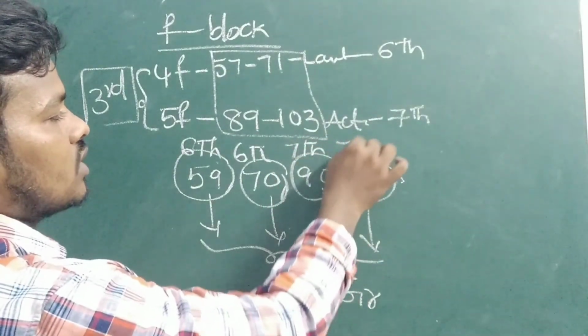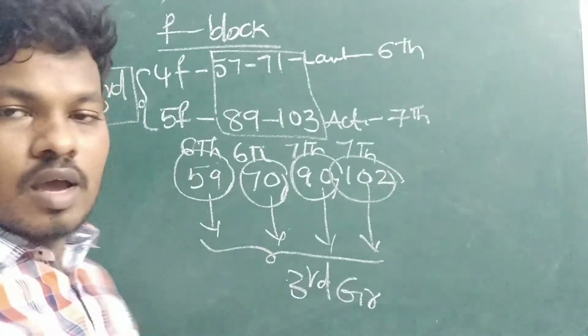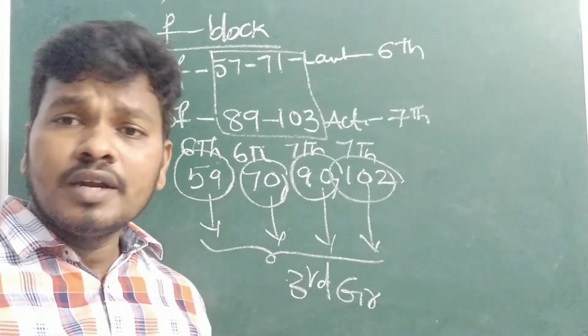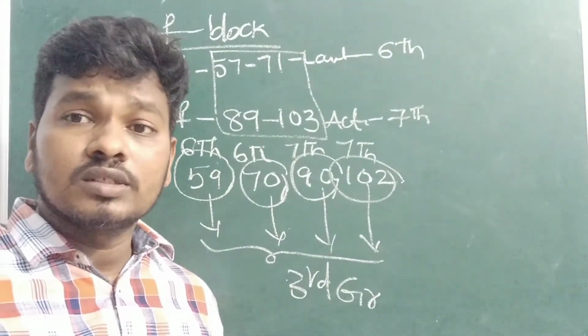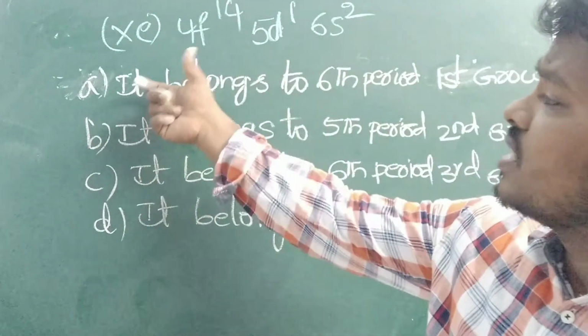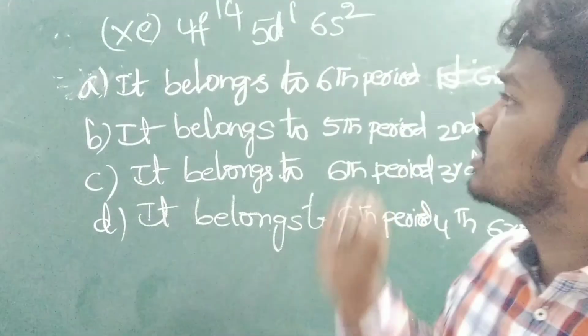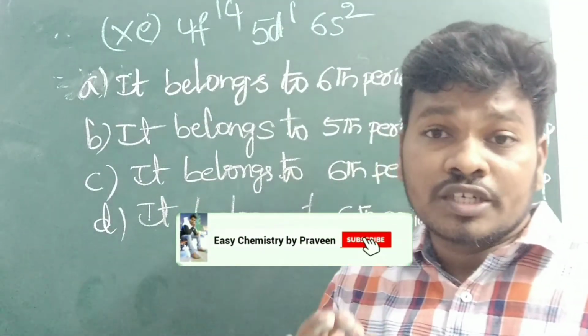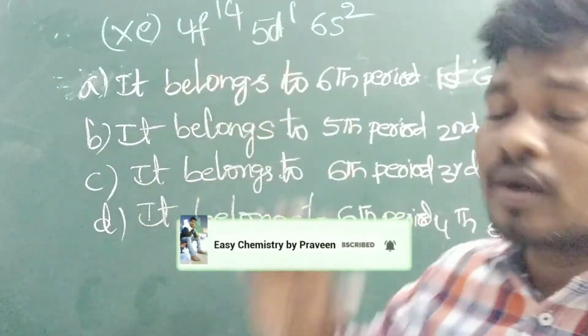It belongs to the seventh period. Like this you can calculate the period, group and block of an element. Now we can see some examples. One question: Xe 4f14 5d1 6s2. What are the true statements for the above electronic configuration?